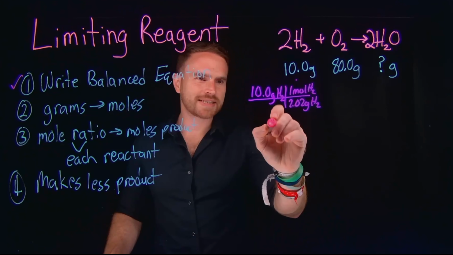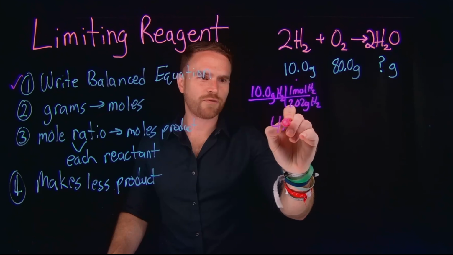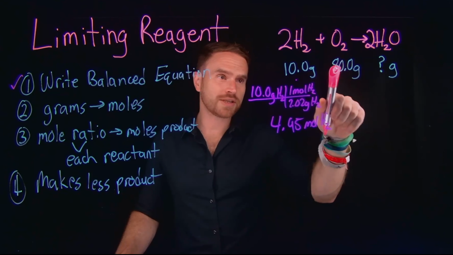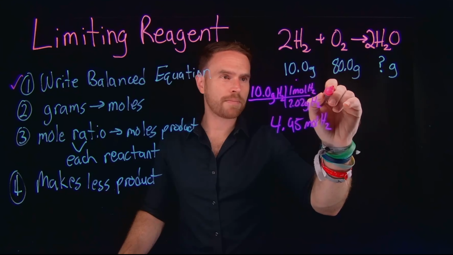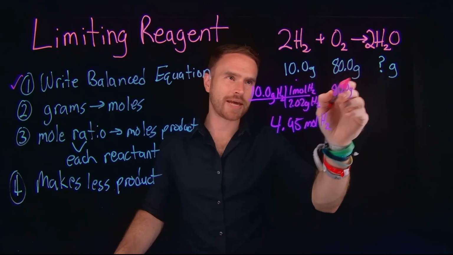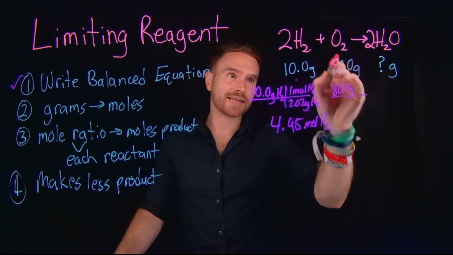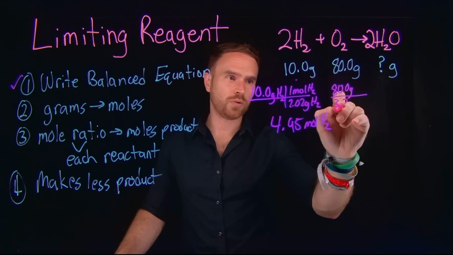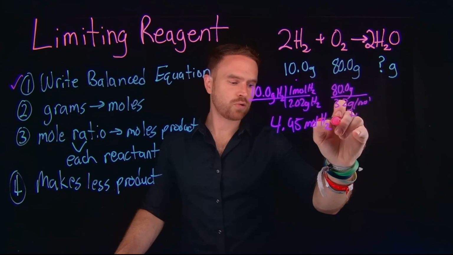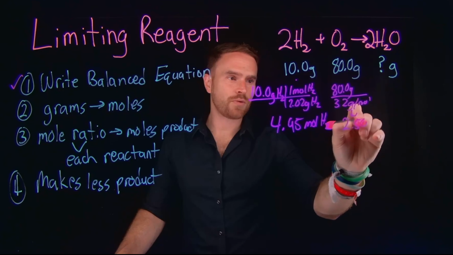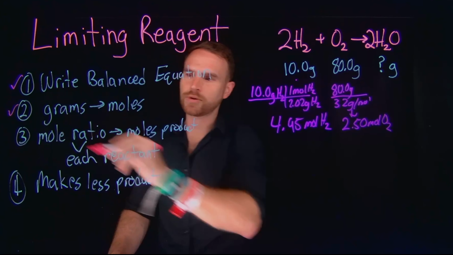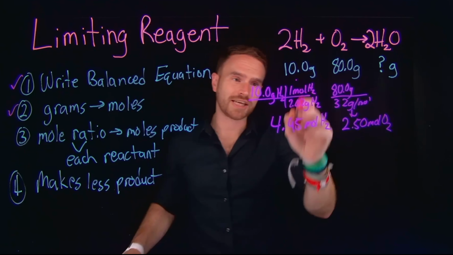And when I perform this calculation, I find that this equals 4.95 moles of H2. If I do the same calculation for O2, remember there are 80.0 grams of H2 that we're told that we have in this reaction. The molar mass of O2 is 32 grams per mole, and this means that there is going to be a total of 2.50 moles of O2. So for that, we have completed our second step where we've converted grams to moles for each of these reactants.